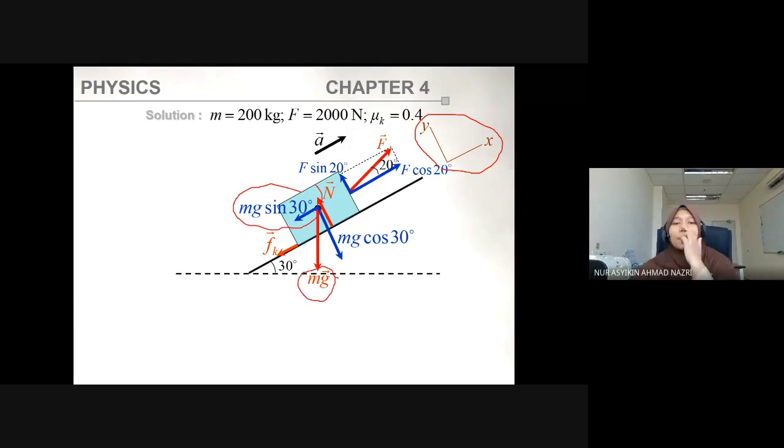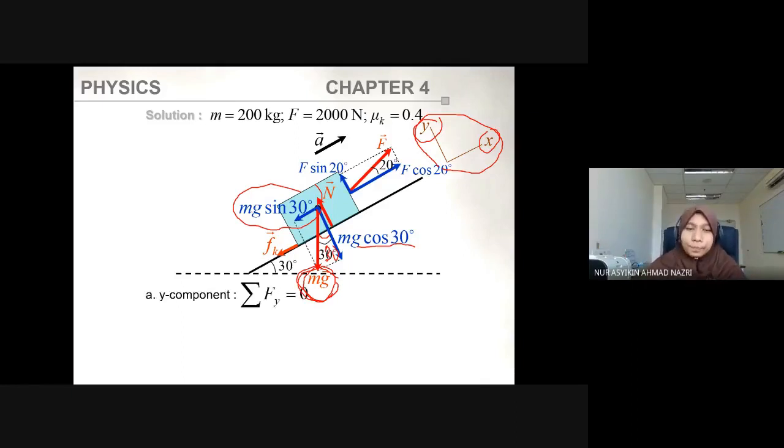Jangan terlupa ya, sebab mg ni we need to resolve juga walaupun nampak dia arah macam y. Tapi since kita dah shift kita punya coordinate system, then we need to resolve our mg. So mg cos 30 degree y because the angle is here, 30 degree is here. Alright, and for x component mg sin 30 degree, then we form equation. So berapa unknown yang kita ada? Macam banyak. Tapi tak apa, tarik nafas. Tarik nafas, we solve one by one.